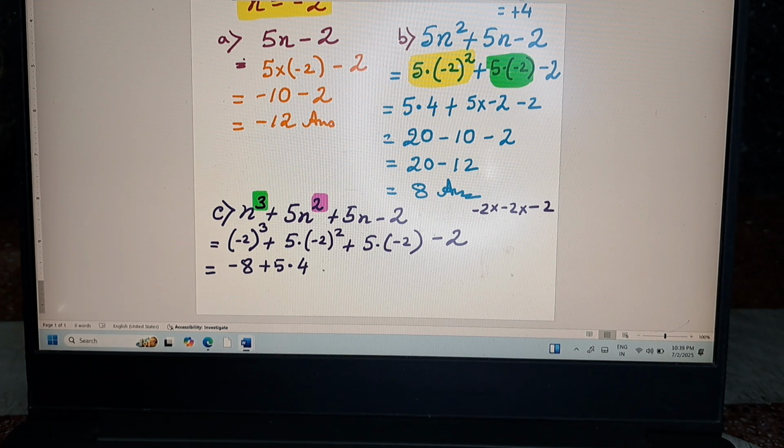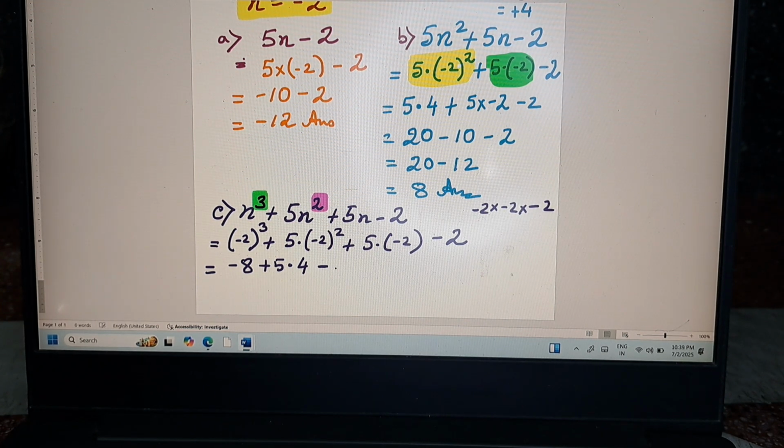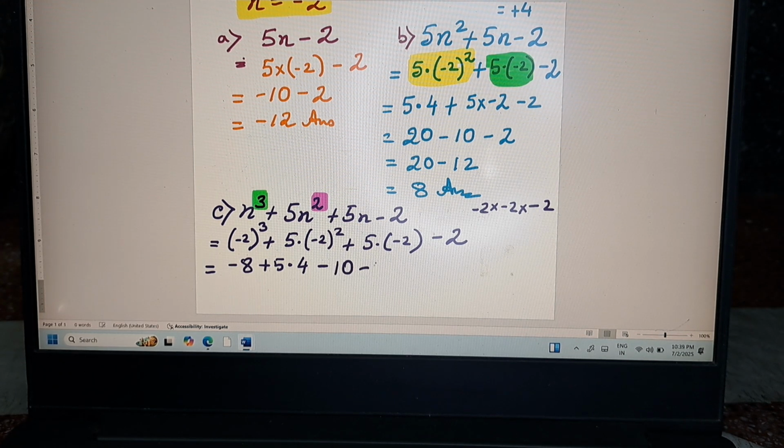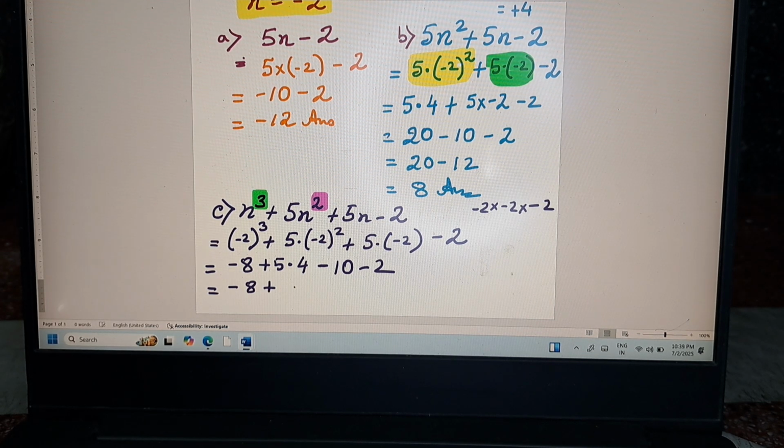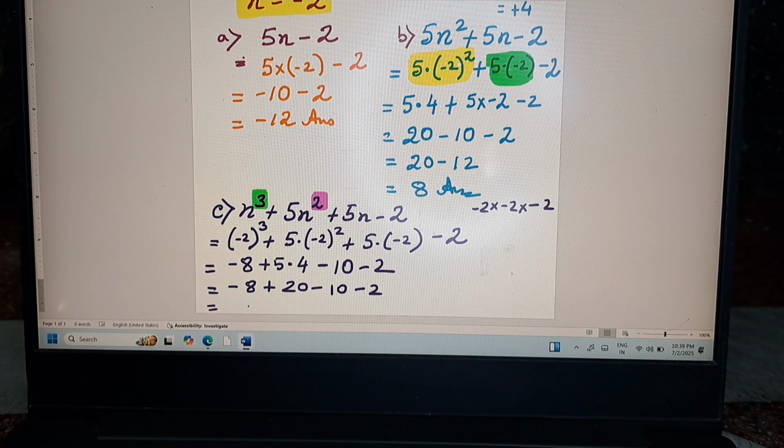Plus and minus, the sign will be negative since we are multiplying. 5 2s are 10, minus 2. So let us find out the value now. Minus 8 plus 20 minus 10 minus 2. Here we need to be very careful with the positive and negative numbers.